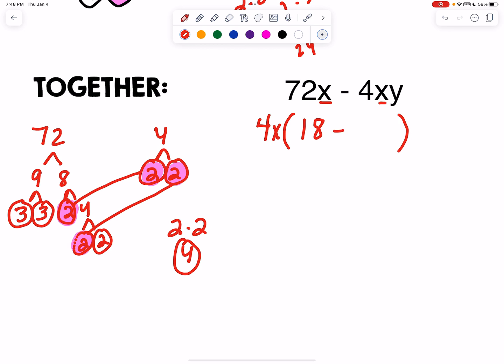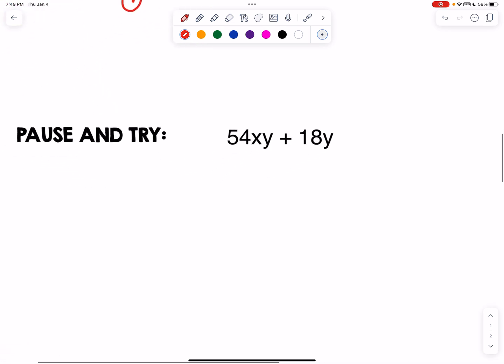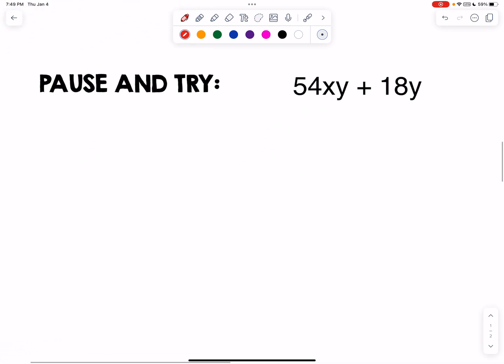Now I still have my minus. 4x times what? Well, 1. 4 times 1 is 4, okay? But I'm still left with this y, so the y comes down. So double check, 4x times 18 would be 72x. 4x times 1y would be 4xy. Okay, so that's how you do that. So go ahead and pause again, try it on this, and then we're going to go ahead and move on to the next part of class.